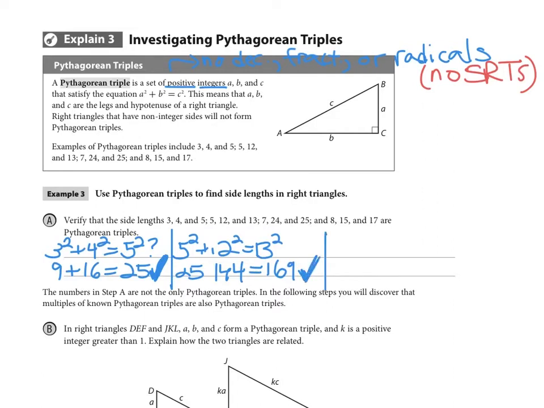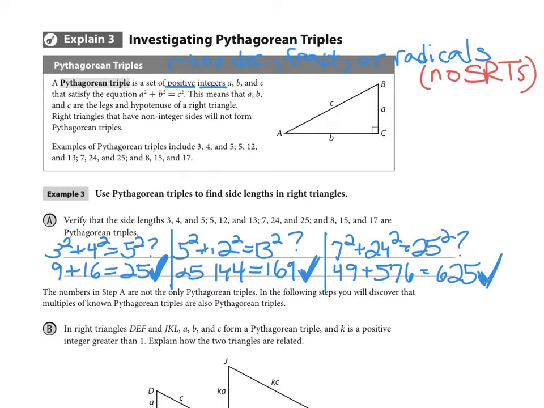Let's see, next is 8, 15, and 17. Oh, sorry, next is 7, 24, and 25. 7 squared plus 24 squared, does that equal 25 squared? Remember, those are the questions we've been asking ourselves each time. 7 squared is 49. 24 squared is 576. And when I add those up, I get 625, which also happens to be 25 squared.